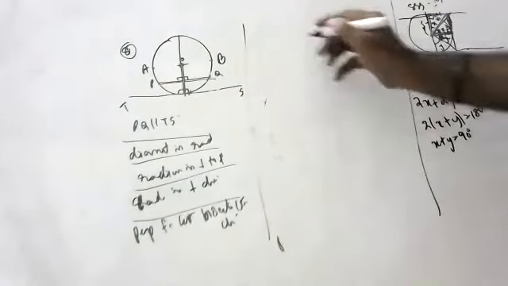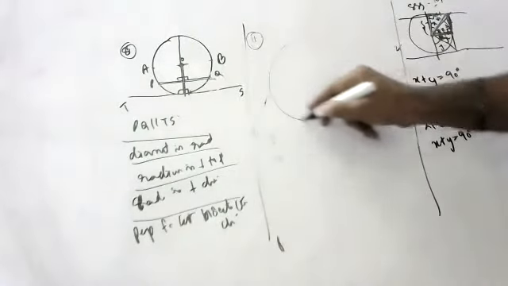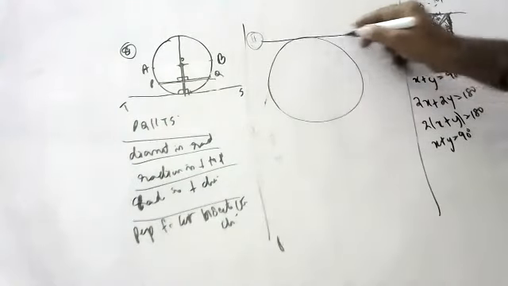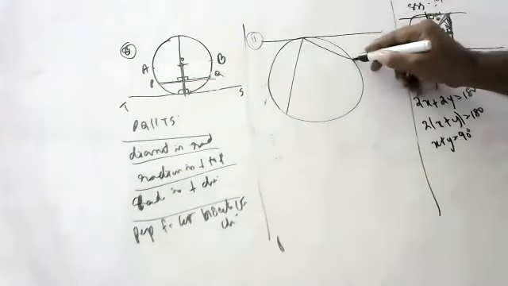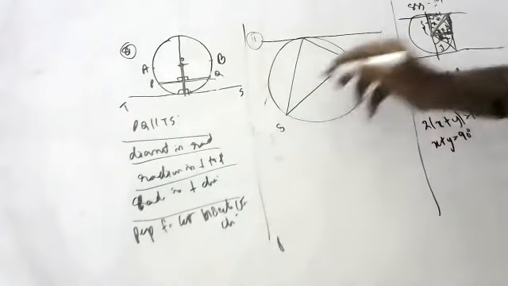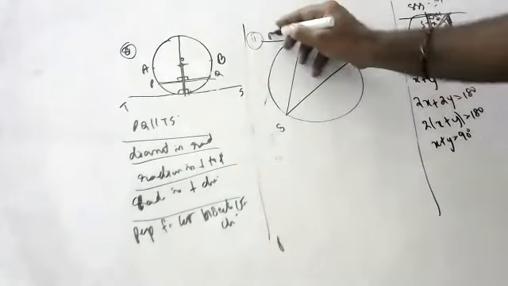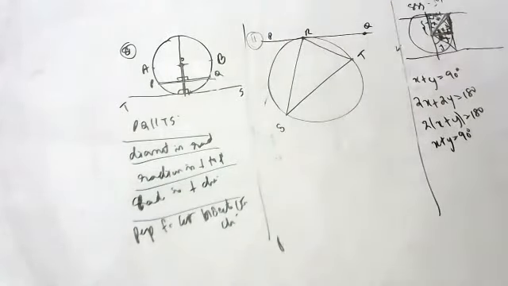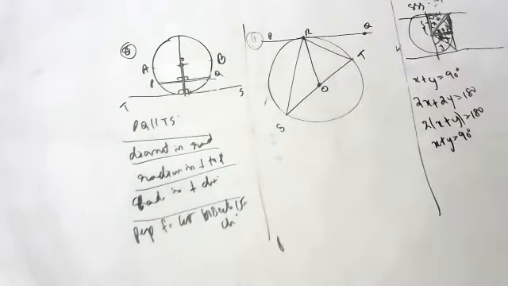Okay, children, next 11th question. Please see here, 11th question. The 11th question is given like this, children. This is one tangent, and here they are giving like this, and this is passing through the center. Children, this is S. This is T. This is P. This is R. This is Q. And this is going to the center of the circle. O means center, children. Always O means center.